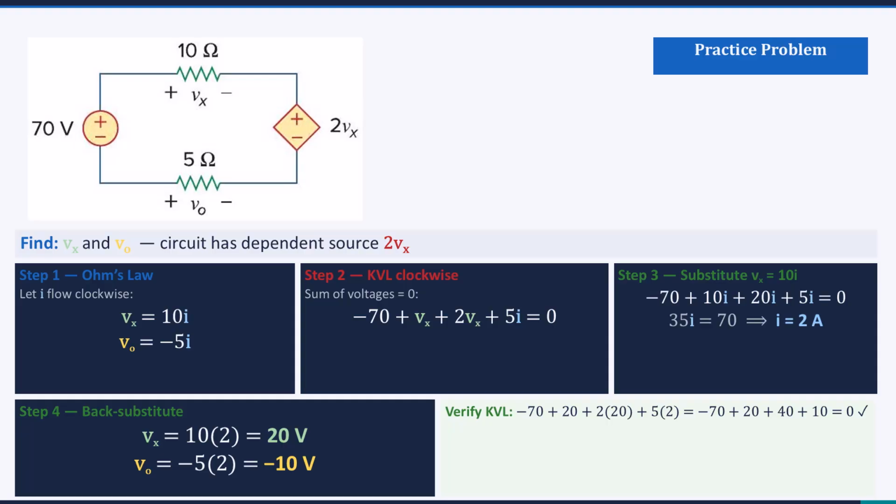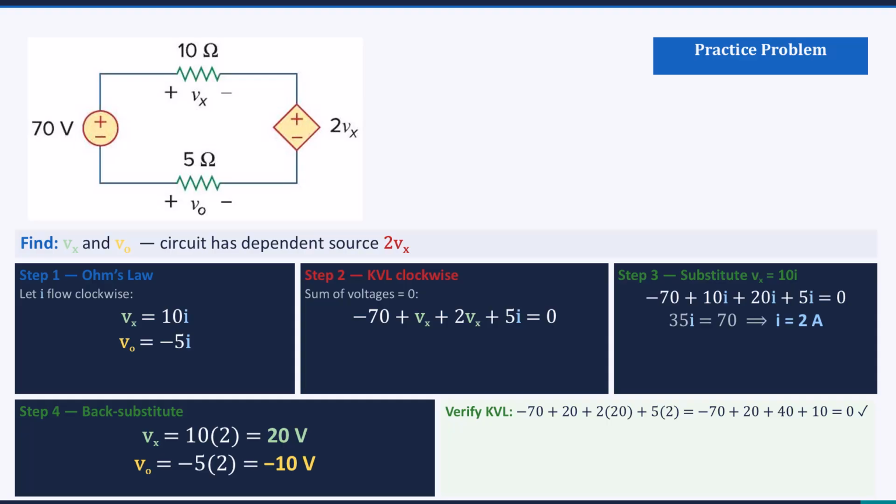We have a 70-volt source on the left, a 10 ohm resistor on top with voltage Vx across it, a dependent voltage source on the right whose value is 2Vx, so it depends on the voltage Vx across the 10 ohm resistor, and a 5 ohm resistor on the bottom with voltage V0. We need to find Vx and V0.